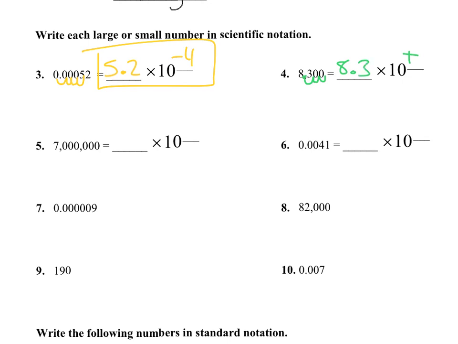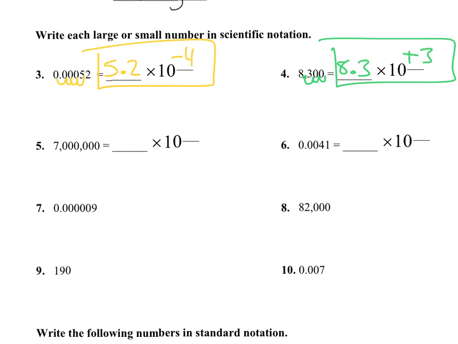That number is more than 1, less than 10, so we're good to go. And how many times did I have to move the decimal to the left? I had to move it to the left 1, 2, 3 times. So it's times 10 to the third power. There we go. So number 3, when I rewrite it in scientific notation, it's 5.2 times 10 to the negative fourth power. And for number 4, I have 8.3 times 10 to the third power.